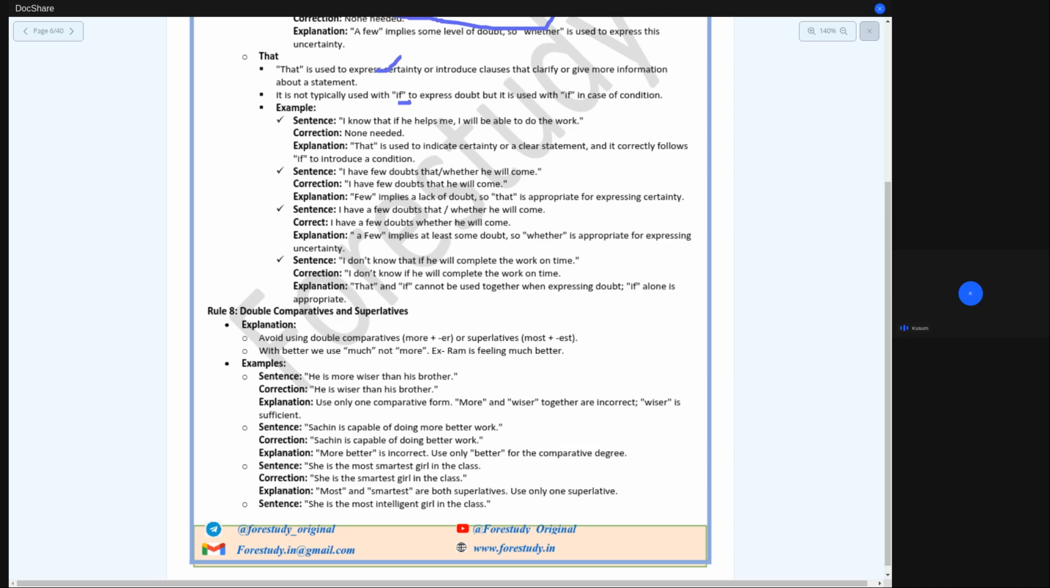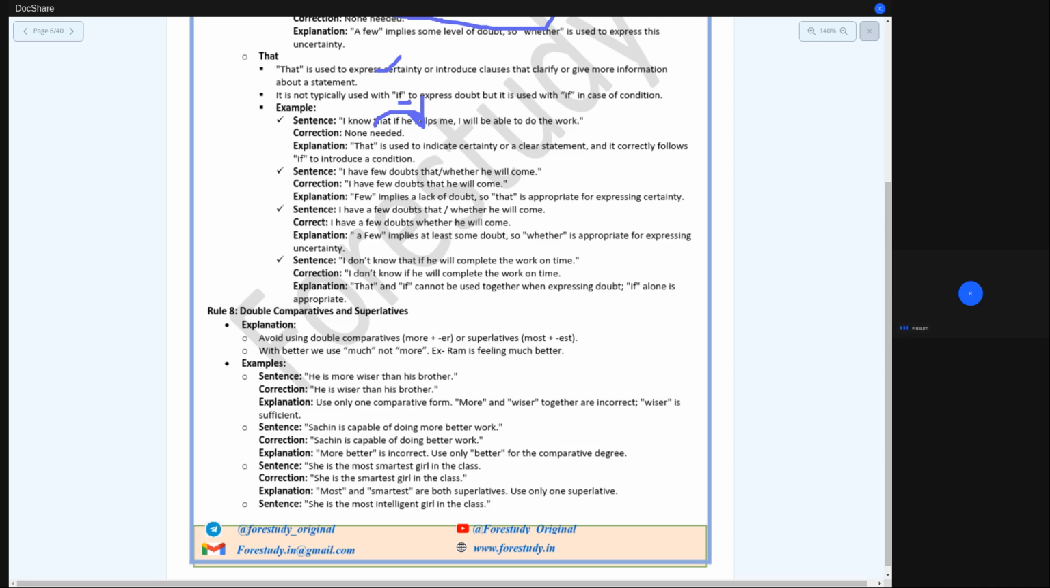I know that, what do I know? That if he helps me. So it is giving me more information. What do I know? That is not typically used with if when if is expressing doubt. So avoid "I don't know that if he will come." The correct version is "I don't know if he will come." We cannot use that, or "whether he will come."